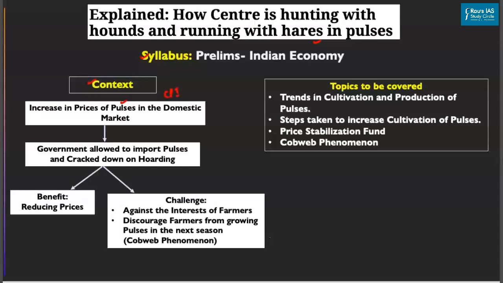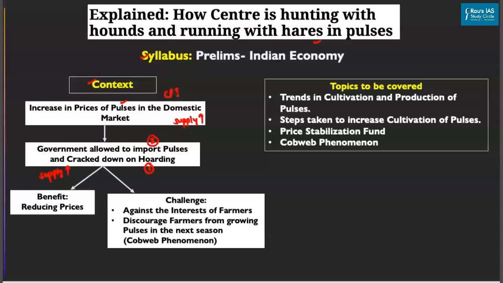Hence, in order to increase the supply of pulses in the Indian domestic market, the government has taken two steps. One, the government has decided to crack down on hoarding and black marketing. And second, the government has allowed free import of pulses from other countries into the Indian domestic market. Hence, by these two measures, it is expected that the overall supply of pulses in the Indian domestic market would increase.